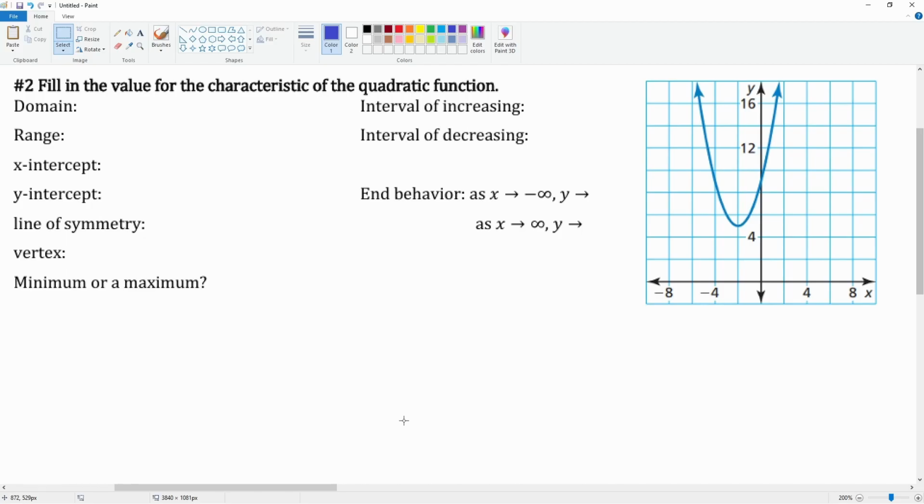Number 2, we are going to determine the characteristics of this quadratic function. Let's take a look at the domain. The domain looks like there's arrows on both sides. It goes all the way from negative infinity all the way to positive infinity.